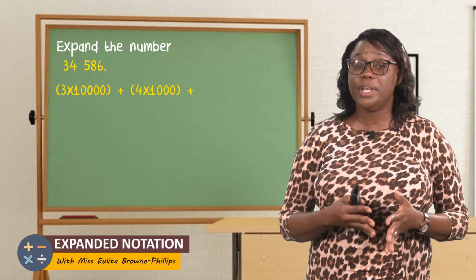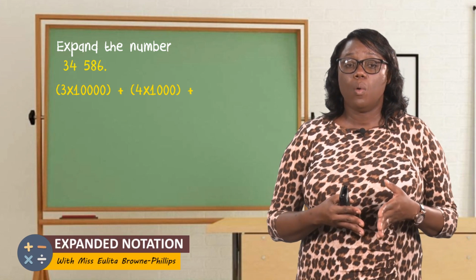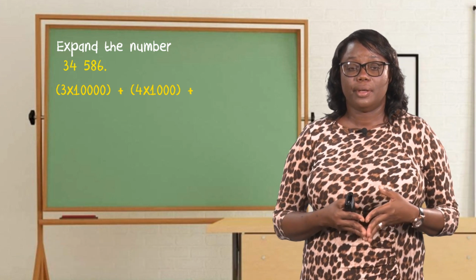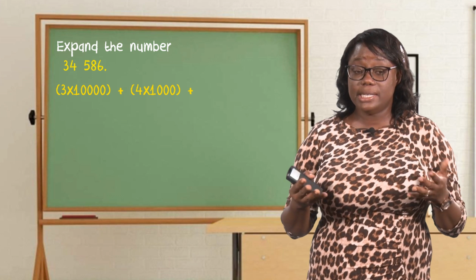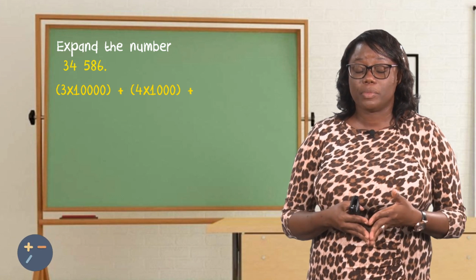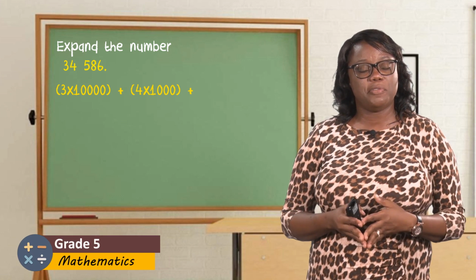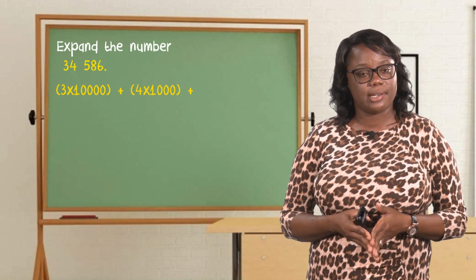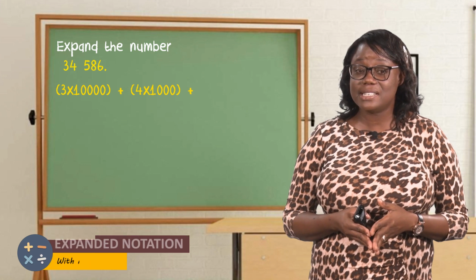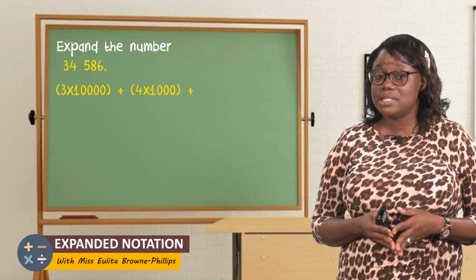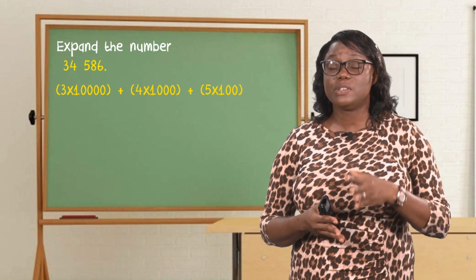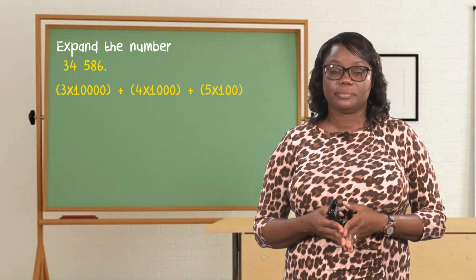Moving along, you're doing quite fine. What is the face value of the 5? We actually see the number 5. What is the place value of the 5 in the number? Where is this number positioned? Yes, boys and girls, it's in the hundreds column. So we have 5 times 100.